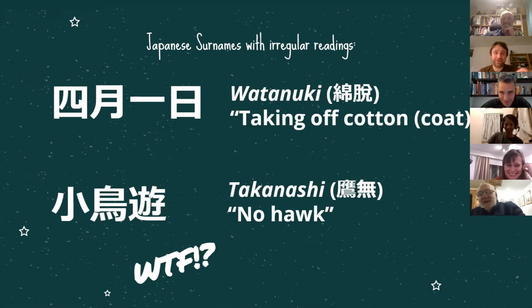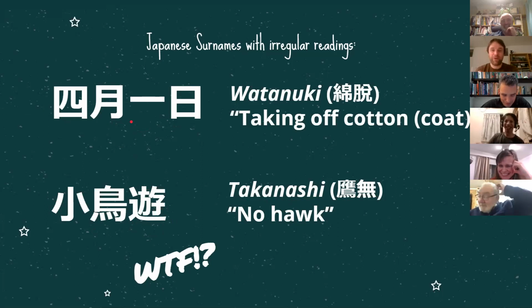Are these seriously spellings of last names that are read this way? Yes. If you see a Japanese person called Mr. Small Bird Playing, then you should call him Mr. Takanashi. Don't call him Kotori Asobi or something. And same thing as this, Mr. 1st of April, like 4月1日さん.